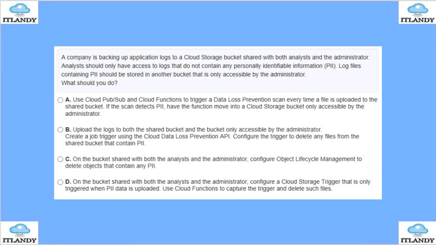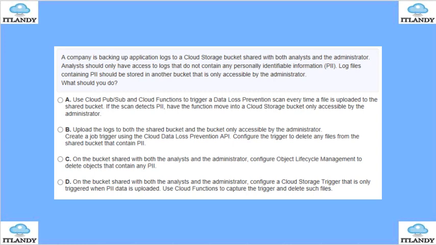Use Cloud Pub/Sub and Cloud Functions to trigger Data Loss Prevention (DLP) any time logs are uploaded to both the shared bucket and a bucket only accessible by the admin, and create a cron job for DLP. Or, on the bucket shared with both analyst and admin, configure object lifecycle management, which will delete objects that contain PII. This sounds a bit acceptable because it's not complicated.